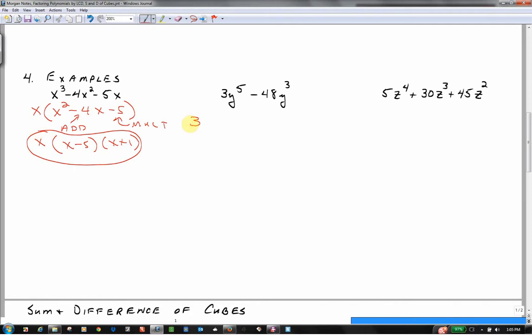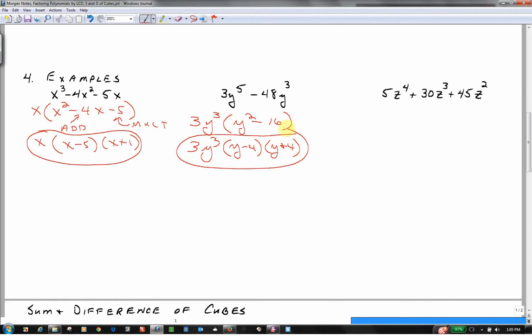And it looks like since I have a y cubed in both of them, I can pull a y cubed out. That would give me, with y squared, if I pull a 3 out of the 48, I get 16. Okay, so let's look at the quadratic piece, and that's a difference of squares. Perfect square for the y squared, perfect square for the minus 16. So let's factor that. That'd be y minus 4, y plus 4.